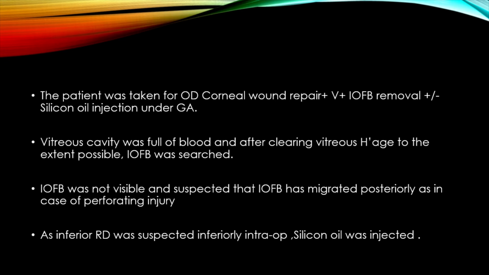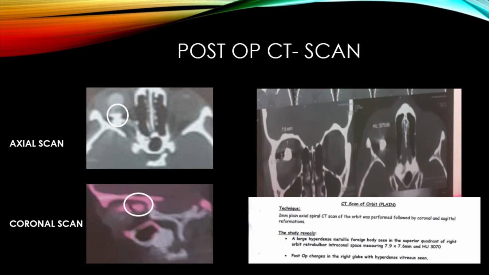After corneal wound repair, the vitreous cavity was full of hemorrhage, and after clearing the vitreous hemorrhage, the IOFB was looked for in the retina, but it was not visible, and it was suspected that it might have migrated posteriorly, making it a case of a perforating injury. But as inferior RD was suspected, silicone oil was injected. Post-operatively, 4 days after the surgery, a CT scan was done, and it showed the presence of a foreign body in the retroorbital space, suggesting a posterior IOFB.